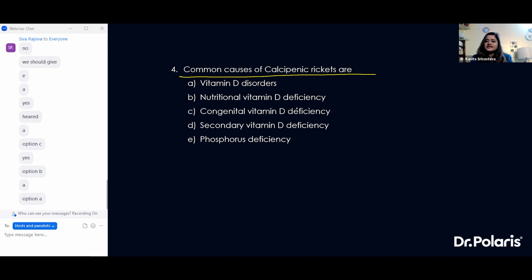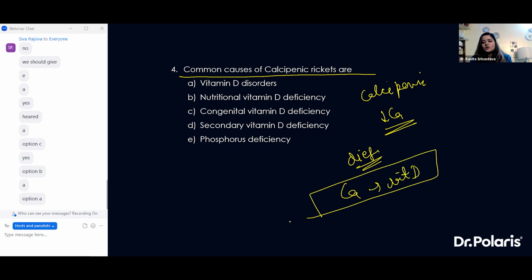Common causes of calcipenic rickets are. As the name says, calcipenic rickets has to do with decreased calcium levels in the body. So what all could be causes of calcipenic rickets? Now see, calcium comes from an outside source, that is dietary sources, and calcium is best friends with vitamin D. So whenever levels of vitamin D in the body are less, or whenever diet is not good, it can result in calcipenic rickets. So vitamin D associated disorders, anything which affects vitamin D levels, can cause calcipenic rickets. Nutritional vitamin D deficiency, definitely. If the diet is not good and the child is not taking adequate amounts of vitamin D, it can cause calcipenic rickets.